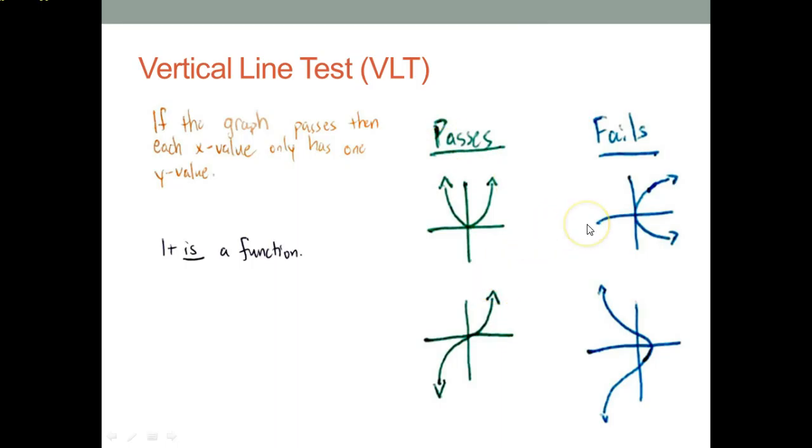Sometimes it's easier to see when it fails. Here in the first blue graph example, if I draw a line right through here, and maybe you want to hold your pencil up to where I'm drawing the line on the screen, you'll see that the pencil touches twice. In fact, my mouse touches once here and then once again here. That means that graph fails the vertical line test. This is not a function, the first one here.